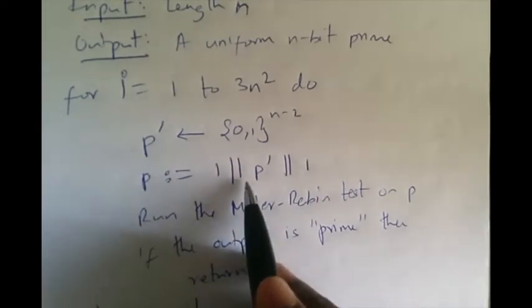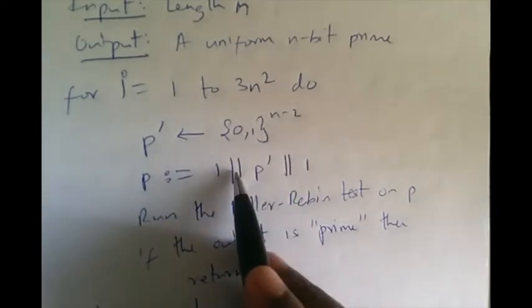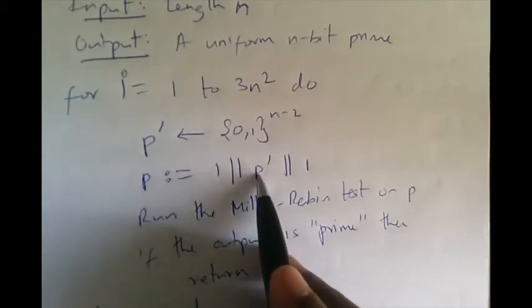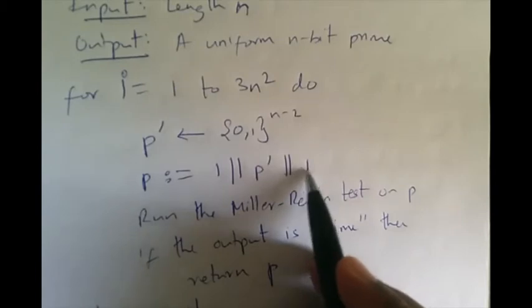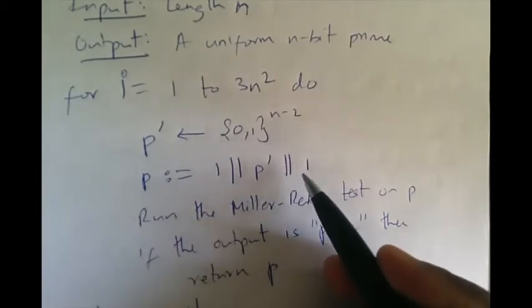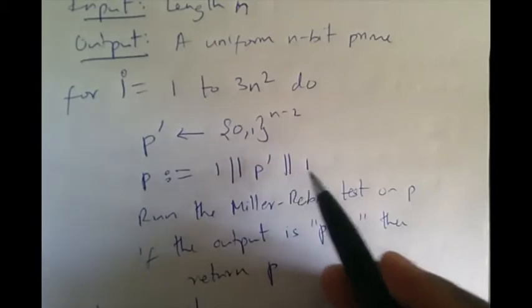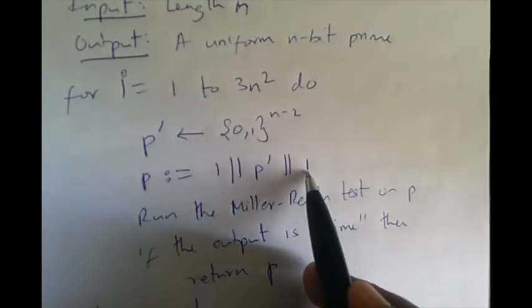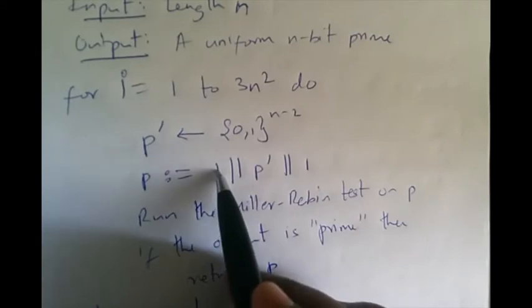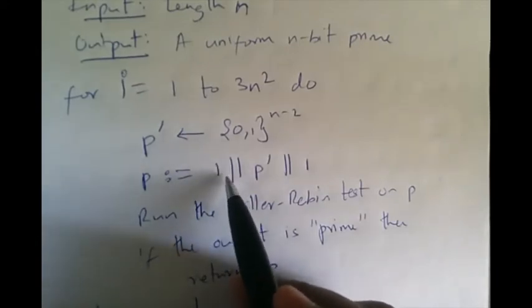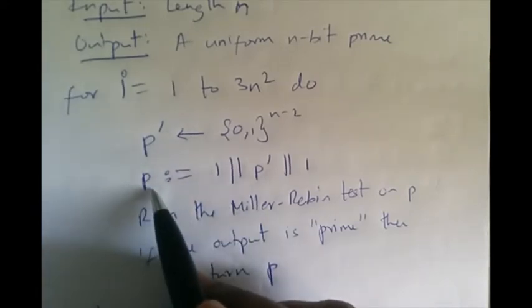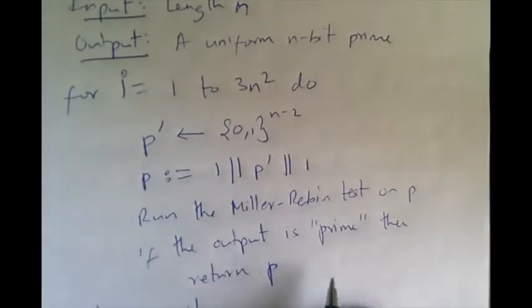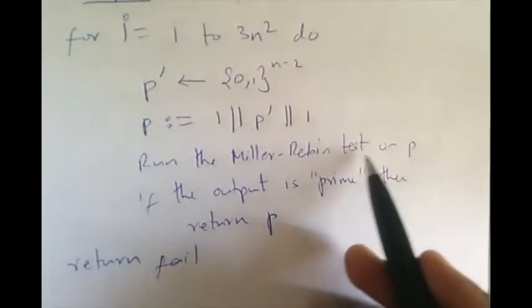Here this double bar is the string concatenation operator. So if I concatenate 1, then this n minus 2 length bit string, and then concatenate the 1, this makes sure that the integer is odd, because if it's an even integer, then it is definitely not a prime, except for the integer 2. So this makes sure that this p is odd, and this is the most significant bit. So finally we want an n bit prime, so the most significant bit has to be 1. So this ensures that this p, the candidate, is an n bit integer, and later we'll run the Miller-Rabin test on p to check whether it's a prime or not.